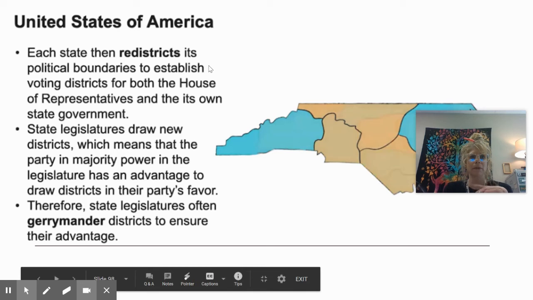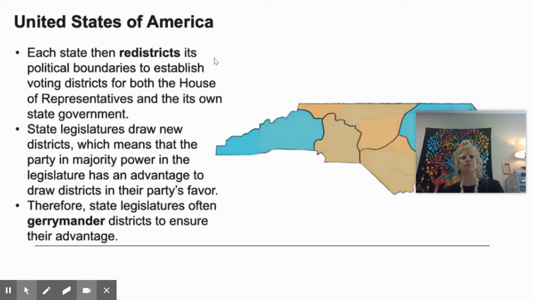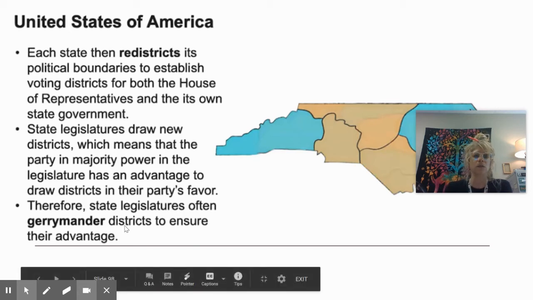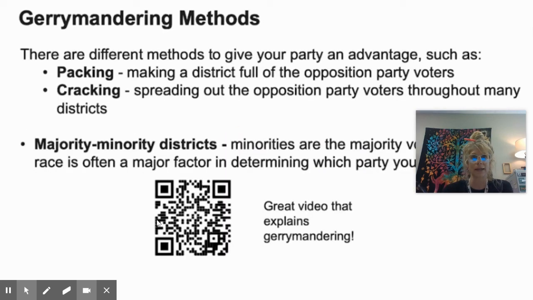Okay, and some other examples here again in the United States is each state then redistricts its political boundaries to establish voting districts for both House of Representatives and its own state government. So not only do we do this at a national level, we also do it at a state level as well. Okay, so this all is going to ensure that gerrymandering gets an advantage of whether it's the Democrats or the Republicans in power. They get to redraw the lines.